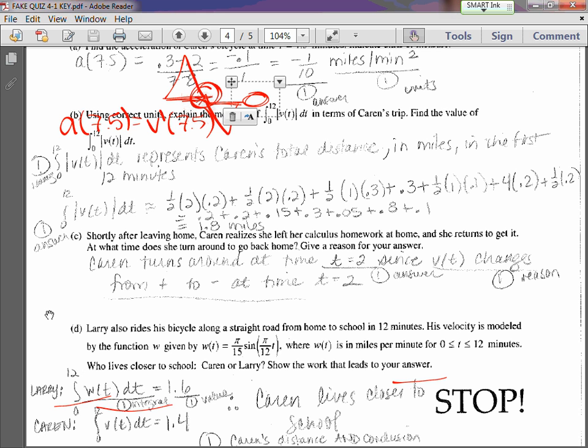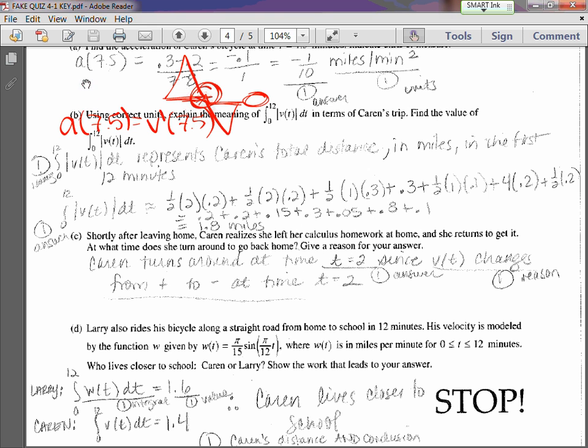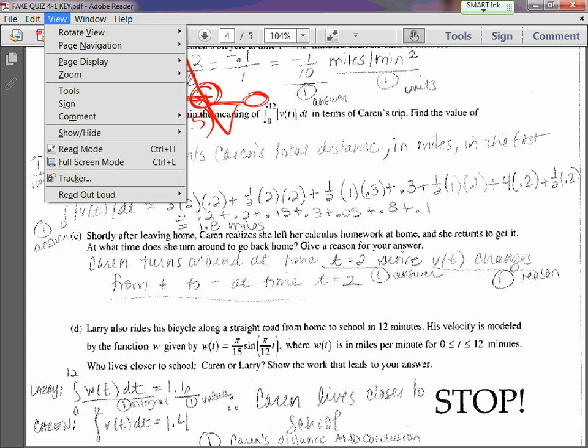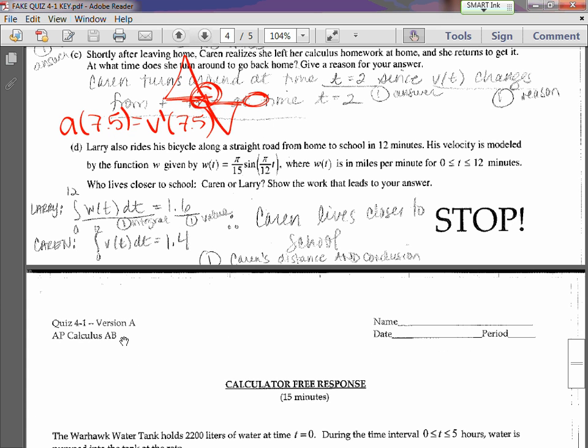And then Larry comes in. I love when they introduce the second person. So now Larry, he doesn't forget his homework. I mean, it doesn't say he forgot, so he just goes straight to school. Maybe he realized and didn't go back to get it. But Larry has a different function that mimics his velocity. And they want you to find who lives closer to the school.